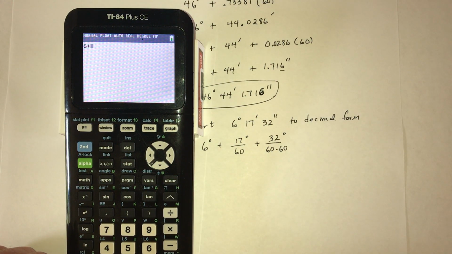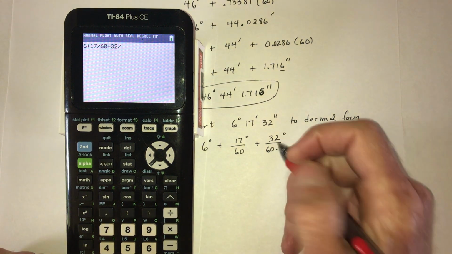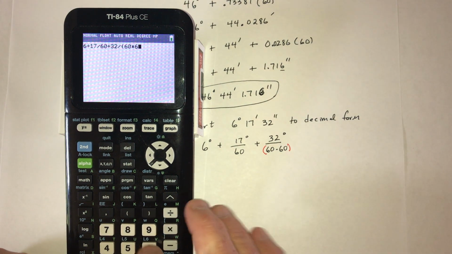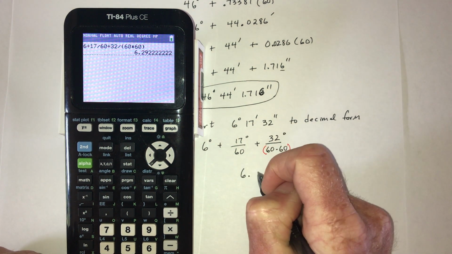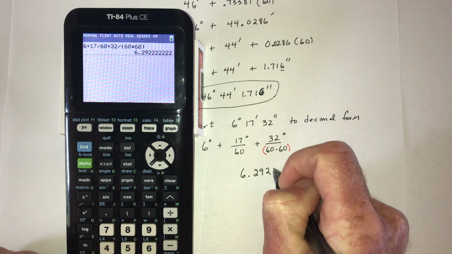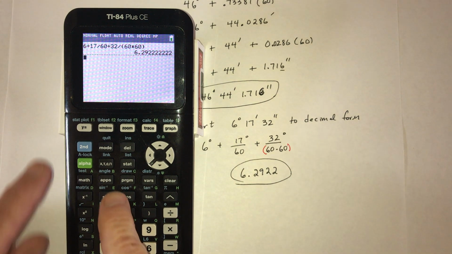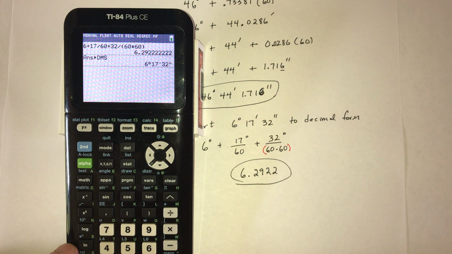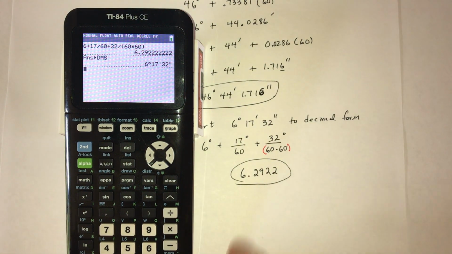So a 6 plus 17 divided by 60, and then a 32 divided by, because there's more than one number, I should put it in parentheses, a 60 times a 60. So that would be 6.2922, and the 2's go on forever. Now to check that answer, I could do what I just did. Go to second angle, change it to degrees, minutes, and seconds, and it's 6:17:32. So this is correct.